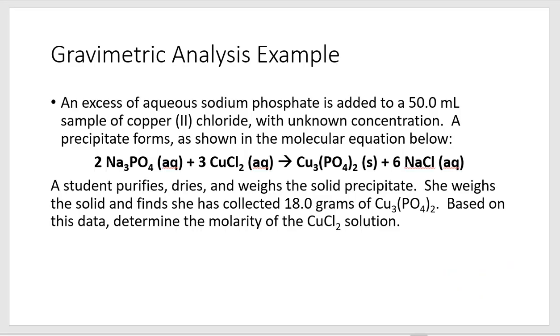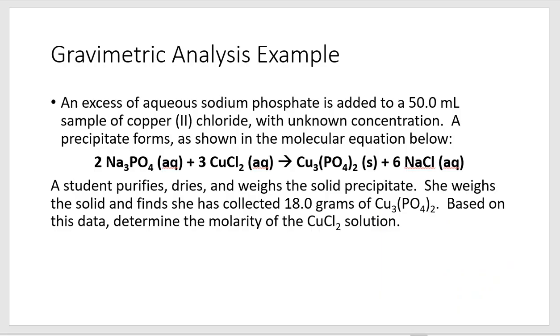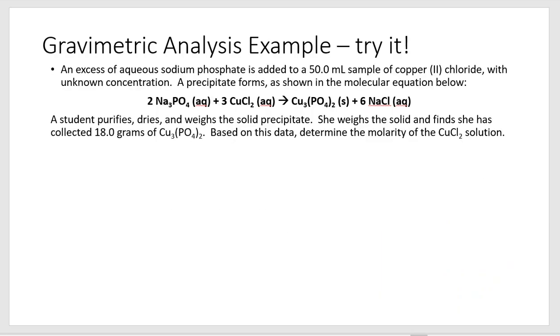Here's an example of a gravimetric analysis problem. Notice this is a double displacement reaction. It is a precipitation reaction in which your two solutions combine and form a solid. You can imagine this type of reaction: we would mix together two aqueous solutions, you'd form a solid, and then you want to separate out that solid. You might do that by filtering the solid, which is a common way of doing it, and then drying it to make sure you get the mass of your pure dry solid sample.